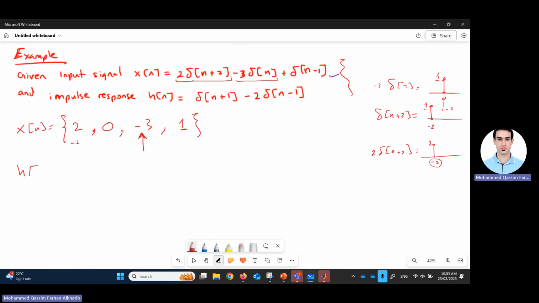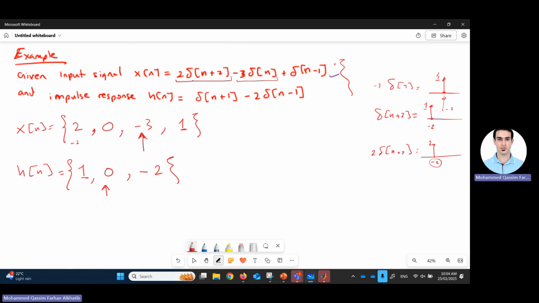Well, h of n, so here shifted to the left by 1. So I have 1. And I have 1 shifted to the right. Is there a 1 at the center, at delta of n? Is there any point at delta of n? No. In h of n, there's nothing, just delta of n. So I have 0 here, and that's my reference point, or that's my 0 index. And I have -2.